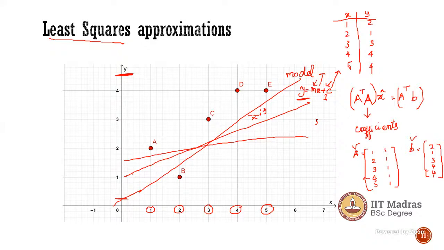Yeah, this is the coefficient of the parameters of the model. Simple. Your model is y equal to mx plus c. Your matrix A is the coefficient matrix. Coefficient matrix for what? Coefficient matrix for the parameters m and c. Did you get my point?